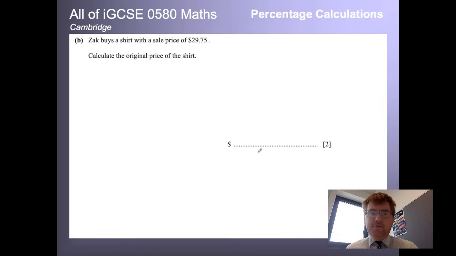B is slightly different. So Zach decides to buy his own shirt with a sale price, this is important, of $29.75. And you want to find the original price of the shirt. As soon as you see this, then there should be alarm bells going off, because this means it's a reverse percentage change question. And this is a higher level skill to master, reverse percentage change.